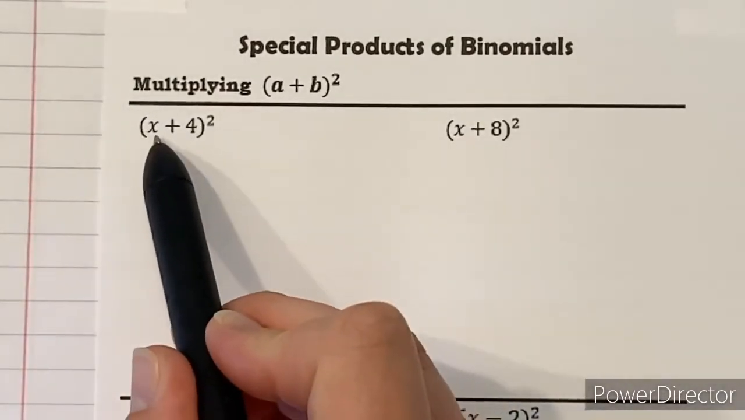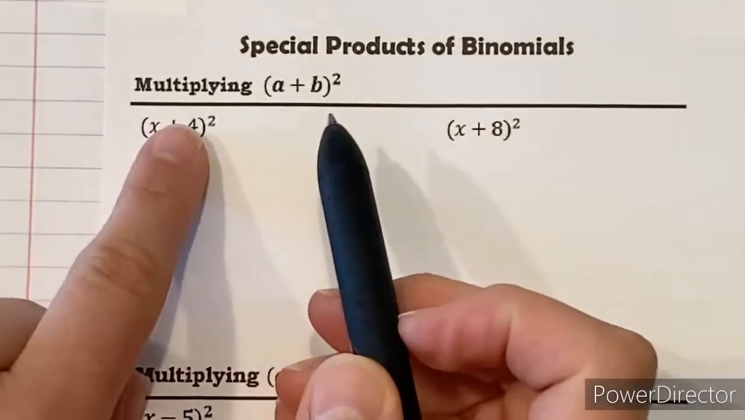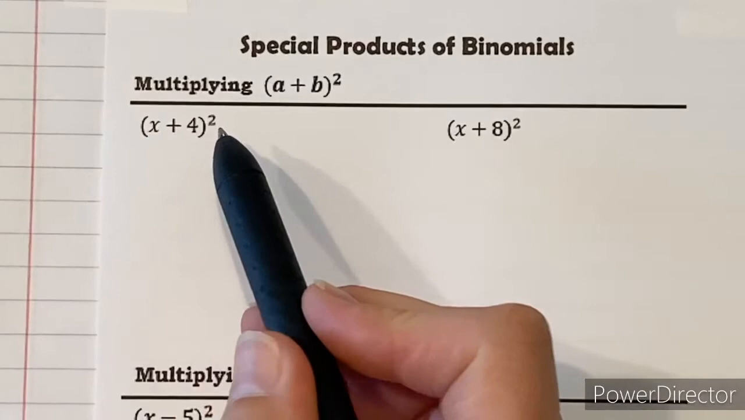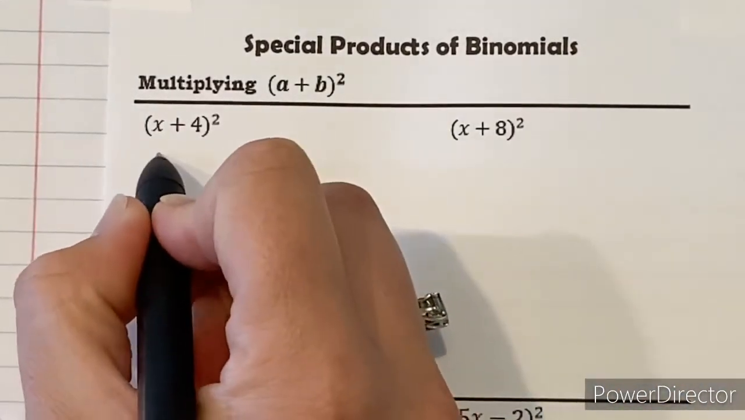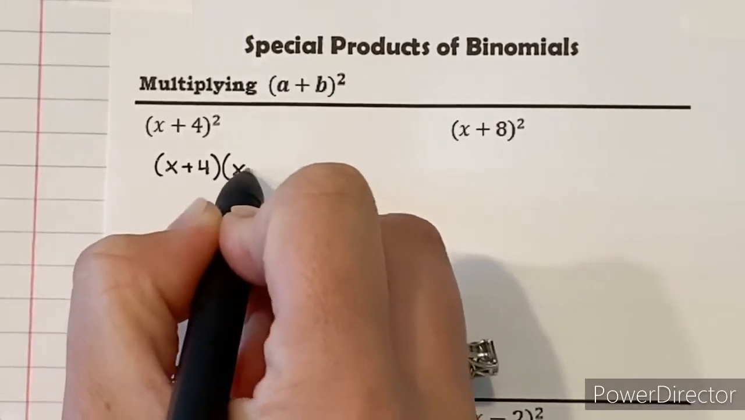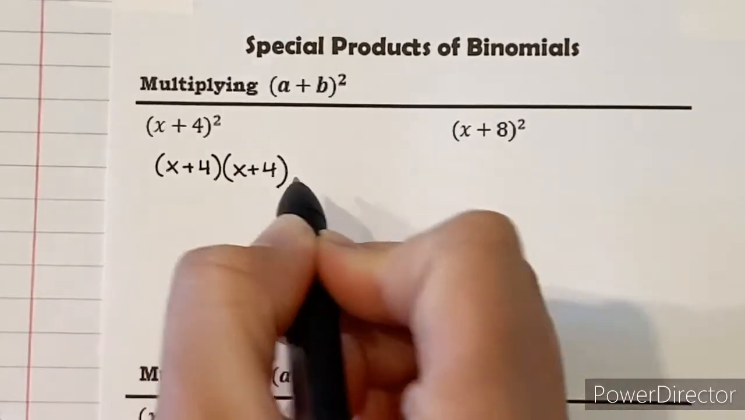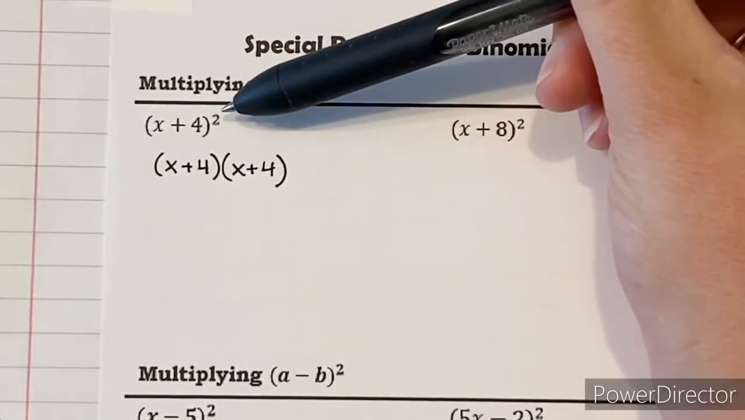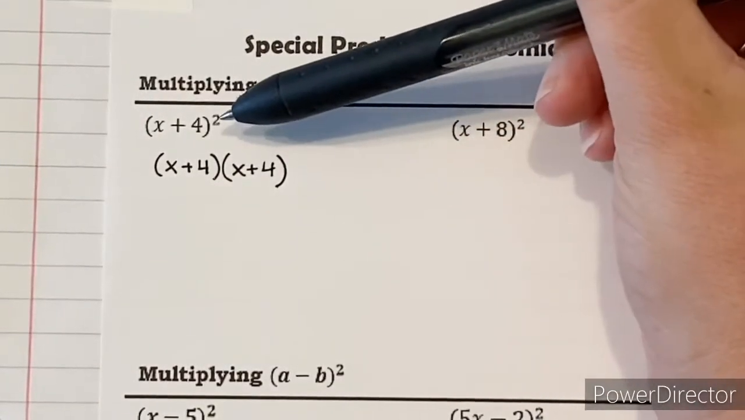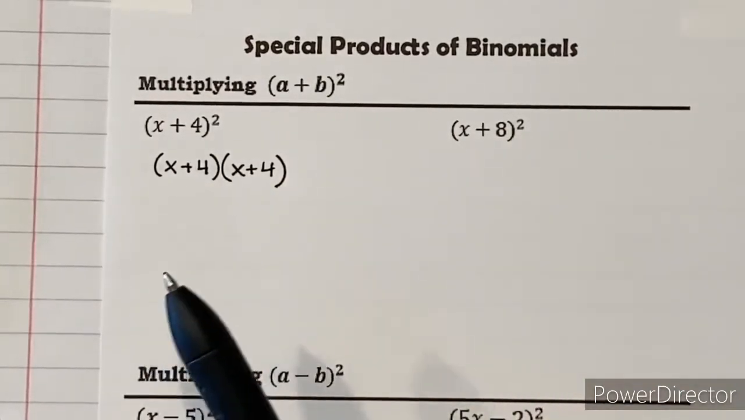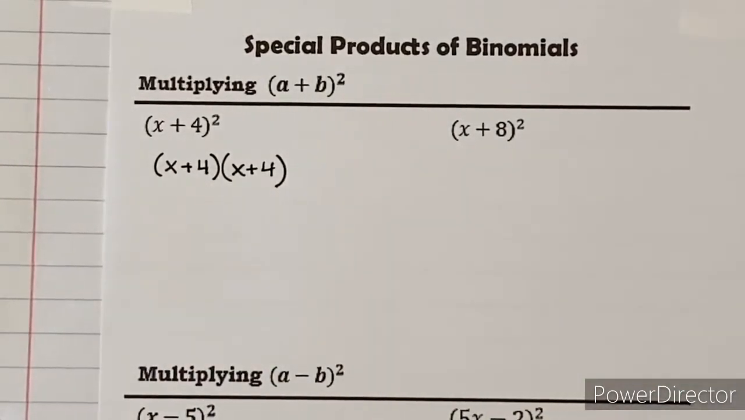For this first one, we have x plus 4 squared. This is the number that we're talking about, and we are multiplying it by itself twice. So here's what it looks like. We have x plus 4 times x plus 4. You have to understand and be able to go from here to here. All that squared means is that you are multiplying x plus 4 by itself. That's all it means. So don't let that get you confused or anything like that.